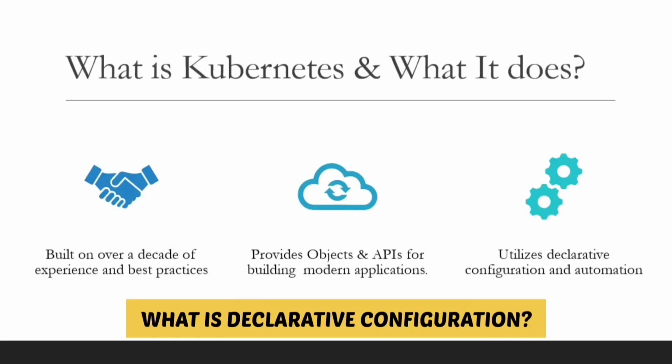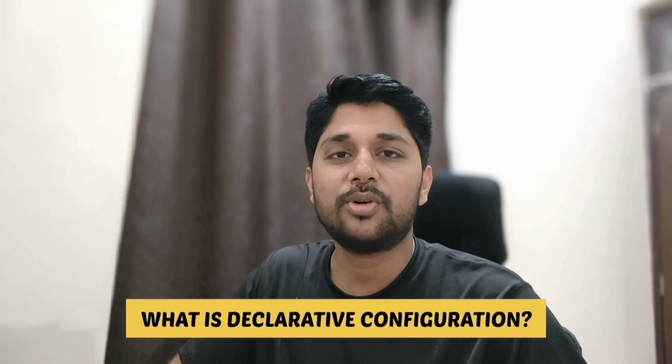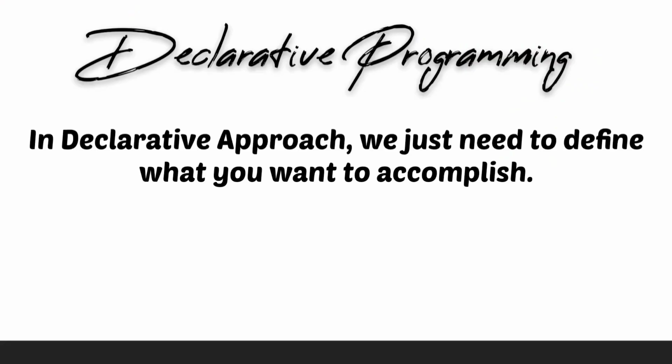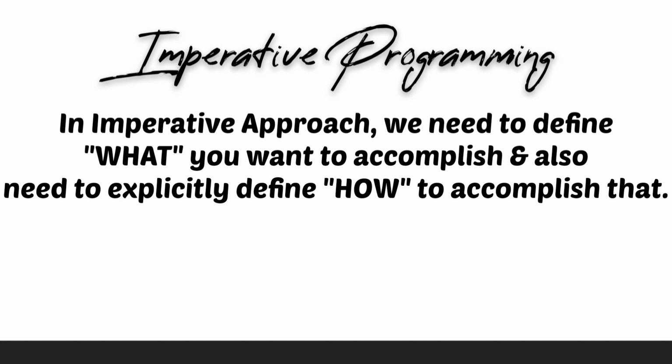And also Kubernetes utilizes declarative configuration. Declarative is one of the widely used terms in the IT industry. In declarative, you need to describe what you want to accomplish, which means you just need to declare the output you want to achieve. Whereas there is another term, imperative, in which you need to describe what you want to accomplish, and along with that you need to tell how you want to accomplish that explicitly.